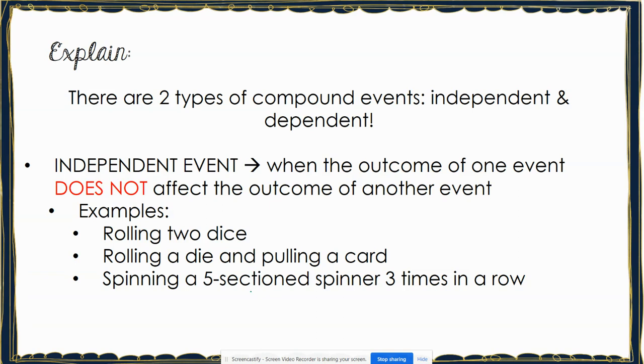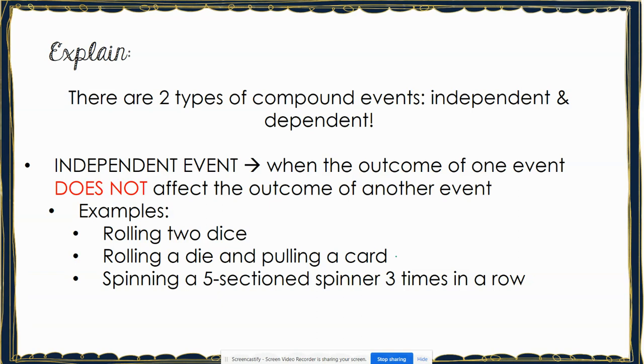So here are some examples. Rolling two dice. This is considered an independent event because if I roll one die, what I land on the first die has absolutely no effect on what I could possibly land on for my second die. Another example is rolling a die and pulling a card. Whatever I roll on my first die has no effect on the card that I pull.